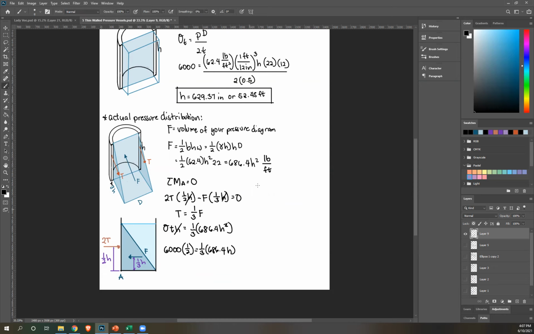Again, this equation is pound per foot. Convert to inches. So 1 foot equals 12 inches. And that's it. From this, we can solve for h. Please solve. What's the answer? Inches. The answer is in inches.